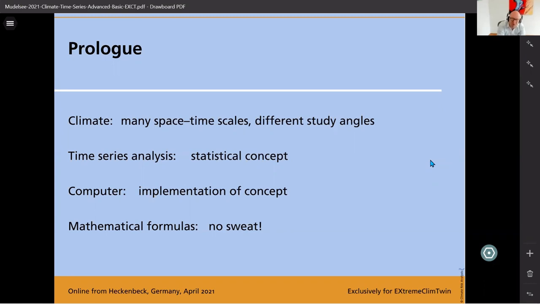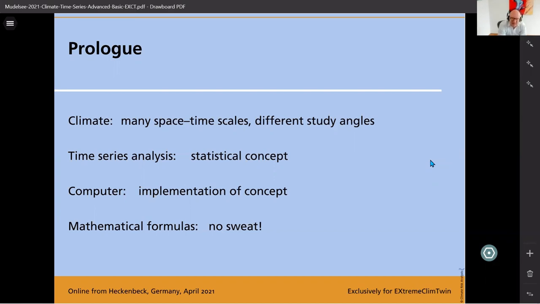Okay, and then of course we can look with the help of climate models into the future. Evidently, the future is uncertain and we don't know exactly what happens. But nevertheless, we are not lost. We can use machines and our knowledge to try our best to look at what the climate future may bring us.